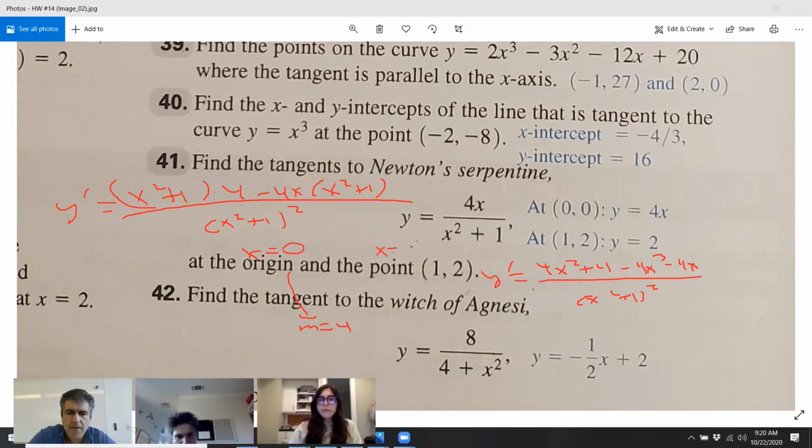If I plug in x equals 1, 4 plus 4, all that just goes away. So you just get 0 as your slope. And then you do y minus y1 equals m times x minus x1. Work it all out. Plug in 0, 0: y minus 0 equals 4 times x minus 0. So you get y equals 4x. And then plug in 0 for m, and of course 2 for y1, 1 for x1. You should get y equals 2.